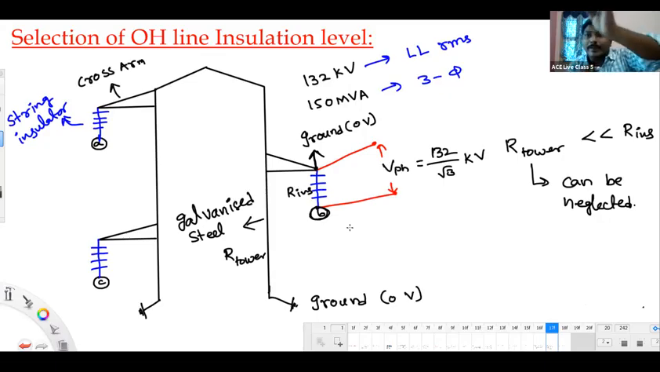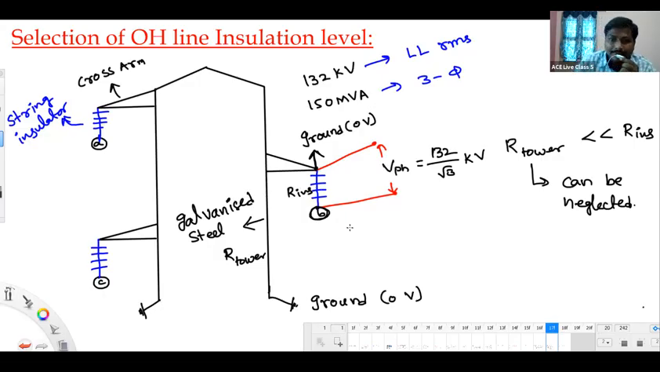With respect to what do you measure that voltage? Will you measure that conductor B voltage with respect to the other conductor or with respect to ground? If I am asking you to measure any one conductor voltage, will you measure that with respect to ground or with respect to another conductor?